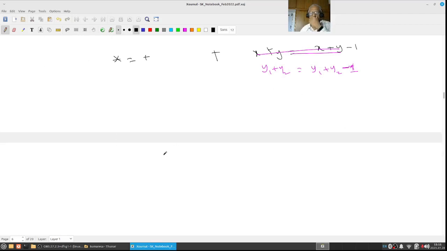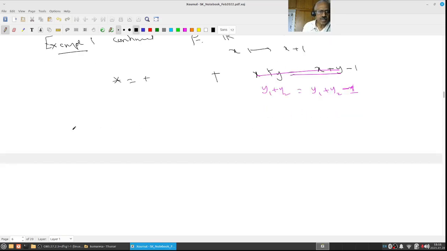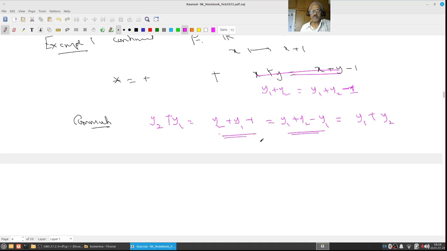Now I want to know whether this is a group. So if that be the case, what should be the additive identity? First, we have to check commutativity. Let us do that. What will be y2 dagger y1? That is by definition y2 plus y1 minus 1, which is the same as y1 plus y2 minus 1, but that is the same as y1 dagger y2. Do you understand that? This is all standard. We are using commutativity and associativity of addition available on R. These two are equal, and this side is equal to this, therefore I got this.